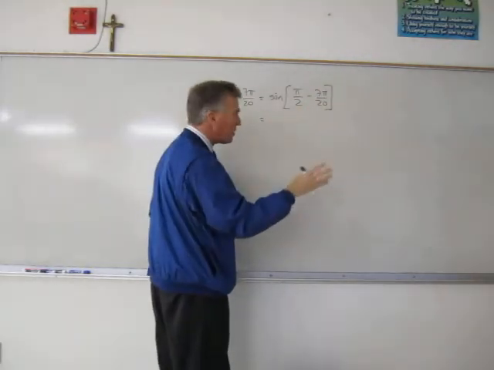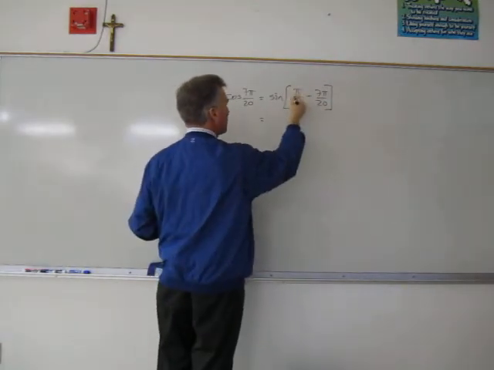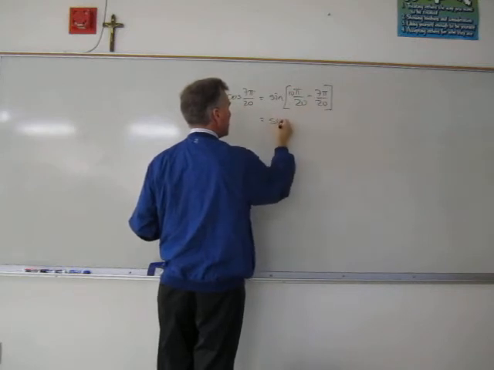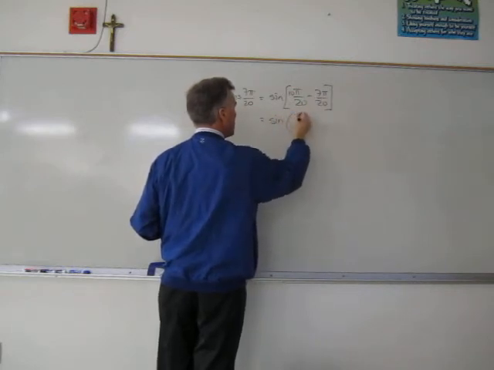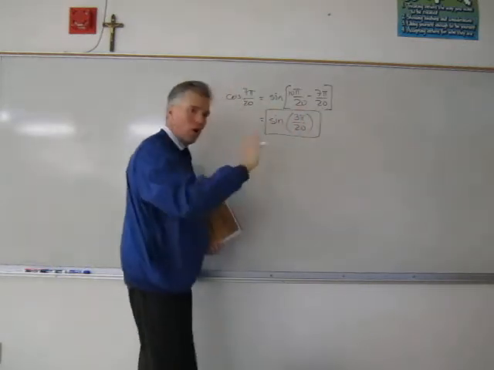We don't need to find a value, we don't need to do anything. All we're doing is being asked to re-express this in a different form. So this is the same as 10 pi over 20 minus 7 pi over 20. So it's equivalent to sine of 3 pi over 20. All right? And that's all you're asked to do.